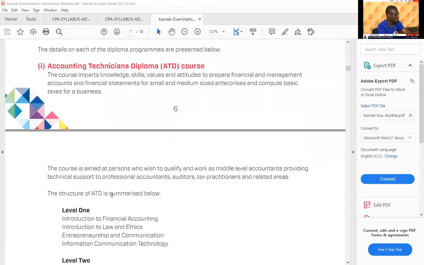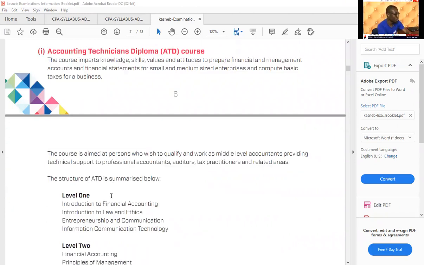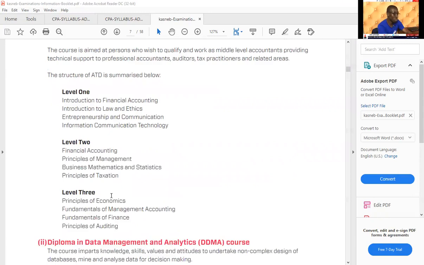On the aspect of diploma courses, you normally tend to have ATD. The only area for ATD which has changed is on level 3 and level 2. We had the fundamentals of finance, which initially was in level 2, but currently it has been brought into level 3. So you'll find that we don't have a substantive change in the content on its own, but still we'll be looking at how this transition will also affect the current students.